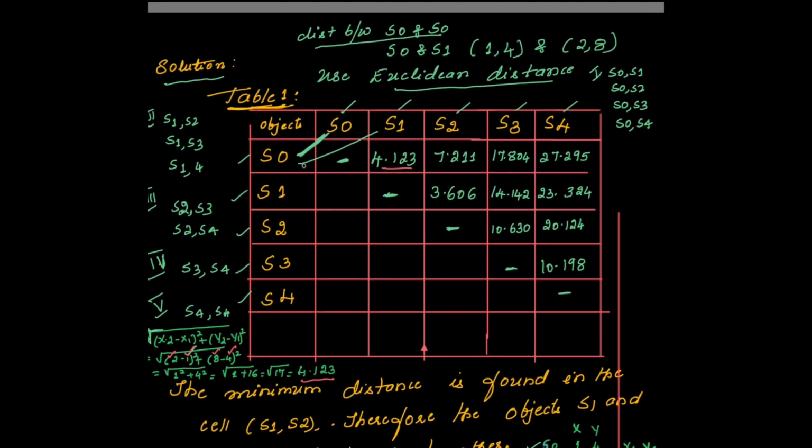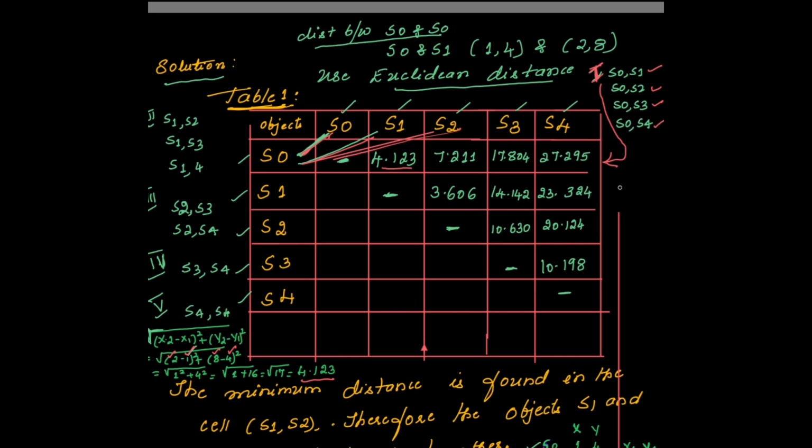Next you need to find the distance between s0 and s2. So s0 and s2, how will you find? You have the s0 values. Now see, first I am writing here Roman number 1. This first stage, Roman number 1, corresponds to your calculations pertaining to the first row. The first row is s0 and s0, s0 and s1, s0 and s2, s0 and s3, and s0 and s4. You can take those coordinates from the table.